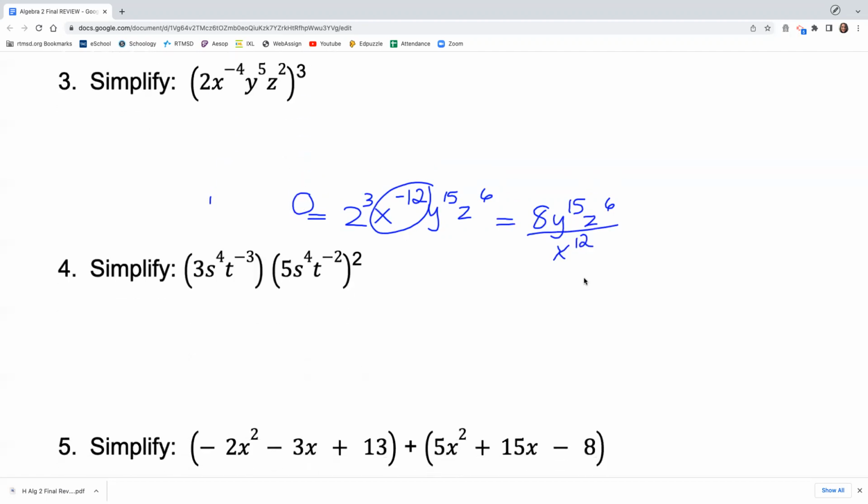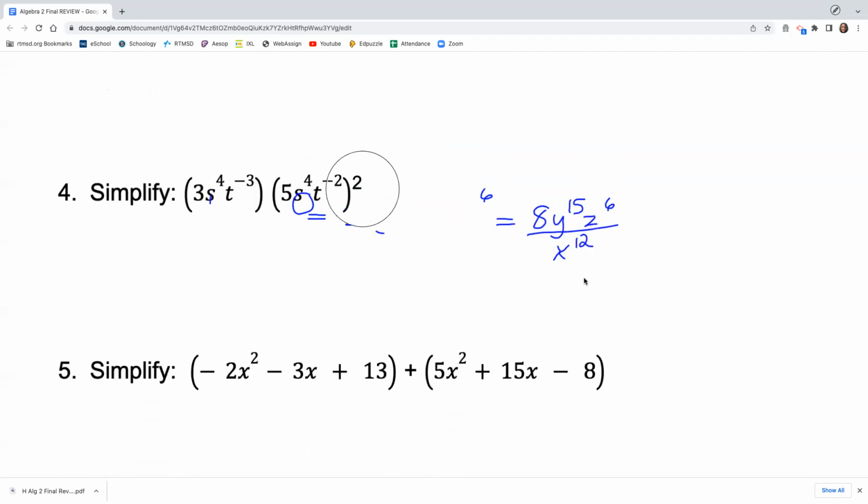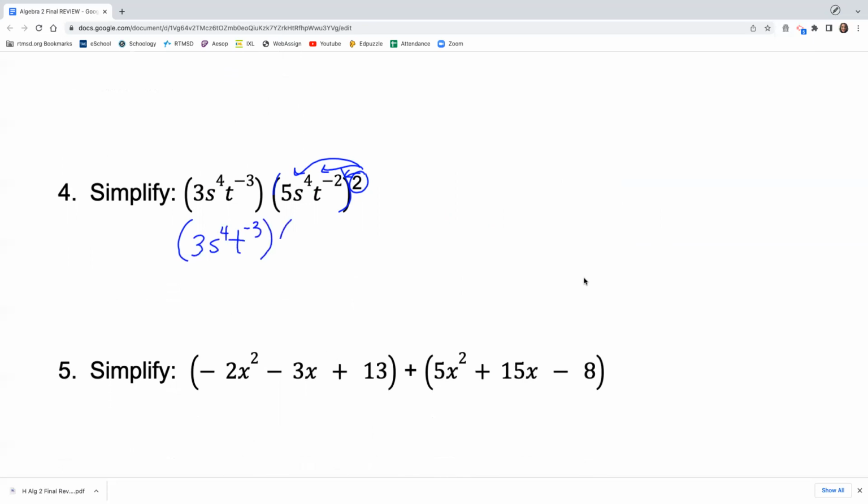Number 4, we have a couple of things that we have to do. First thing that I see is there's parentheses on both parts of the problem, but the parentheses to the right have this 2 here. I have to distribute this 2 to everything just inside of these parentheses first before I can ever multiply it by this one. So what happens here? Everything gets this new exponent of 2. So the problem really turns into 3s to the 4th t to the negative 3rd times 5 squared s to the 8th t to the negative 4th.